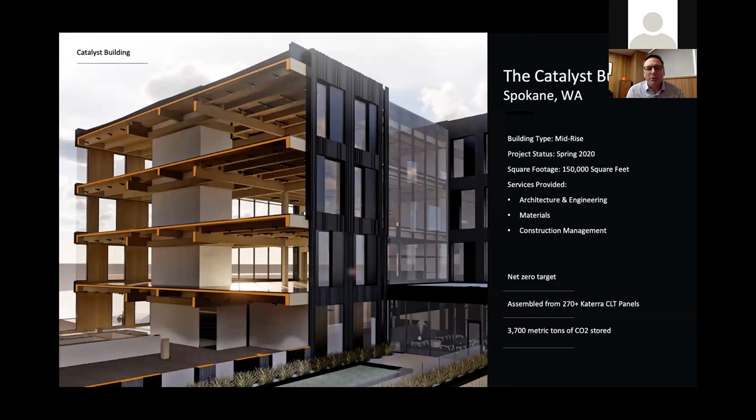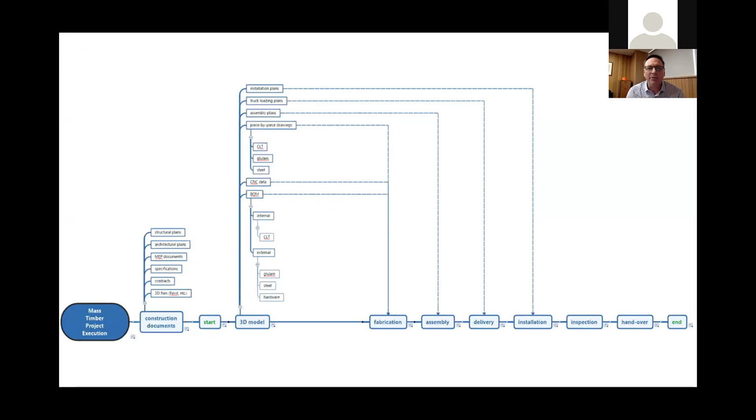The Catalyst building is one of the more famous buildings that they've been noted for. Here you'll see that they had 270 plus panels for this particular building. 7,300 metric tons of CO2 stored in the CLT. A fantastic building. Got a few slides, but before we get there, this is their execution process.